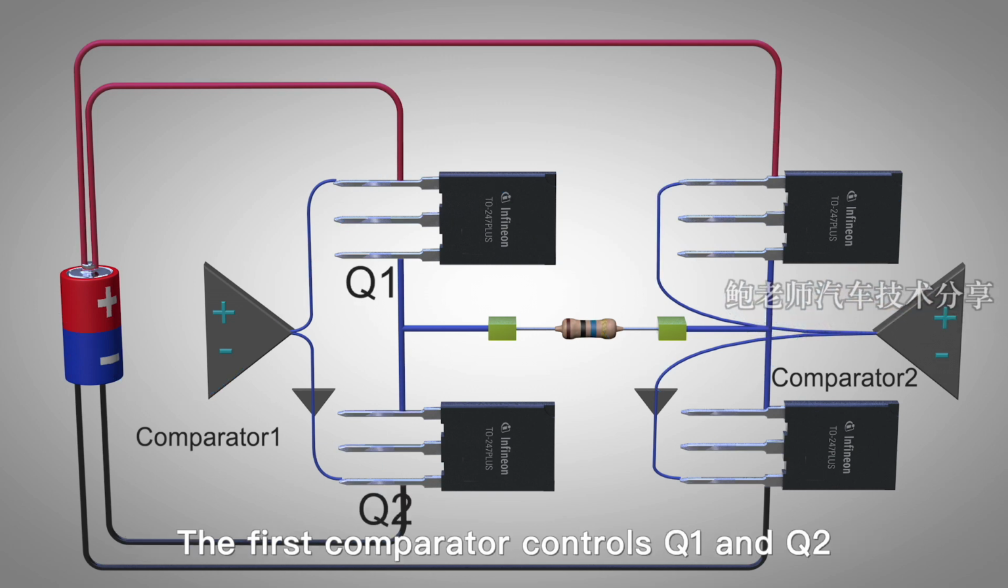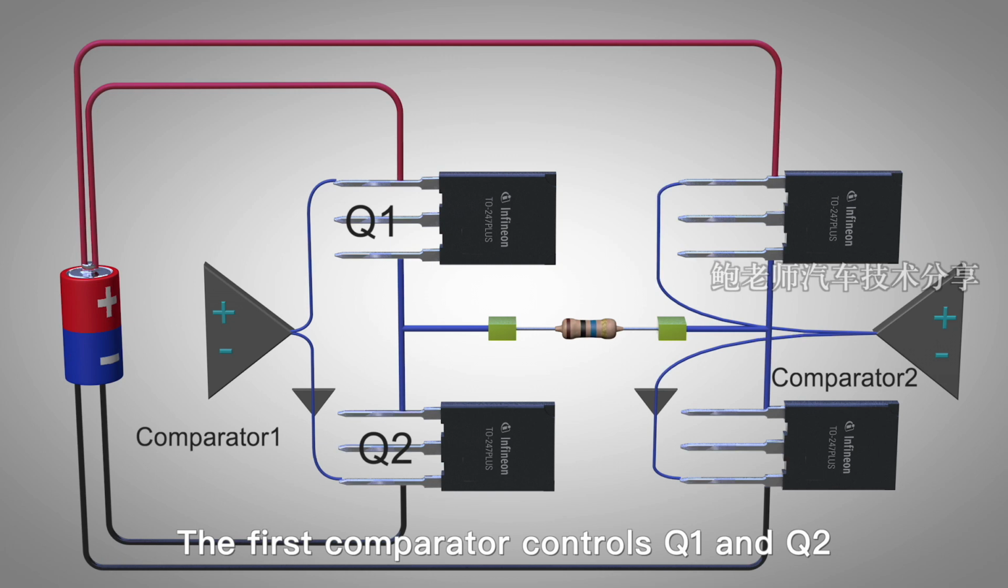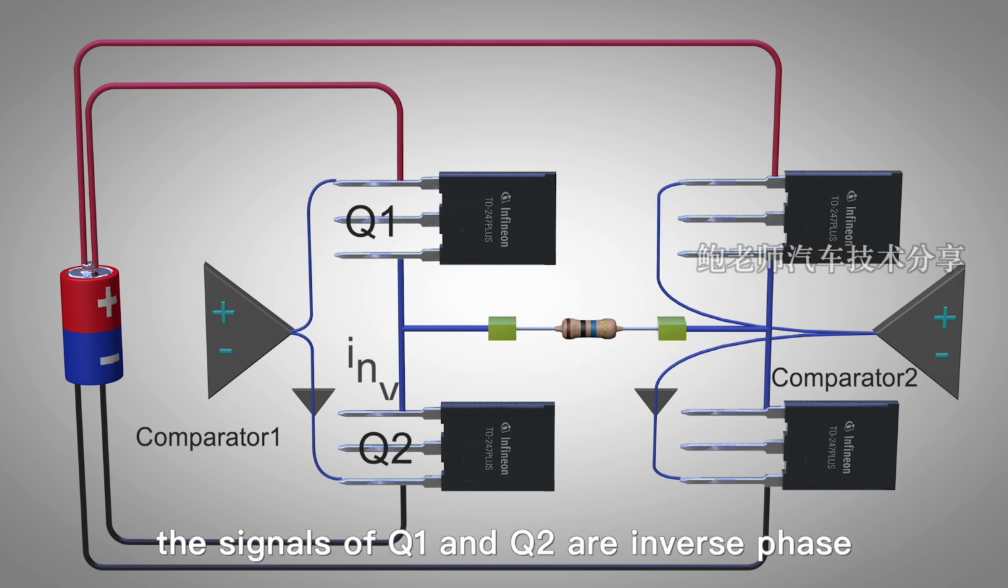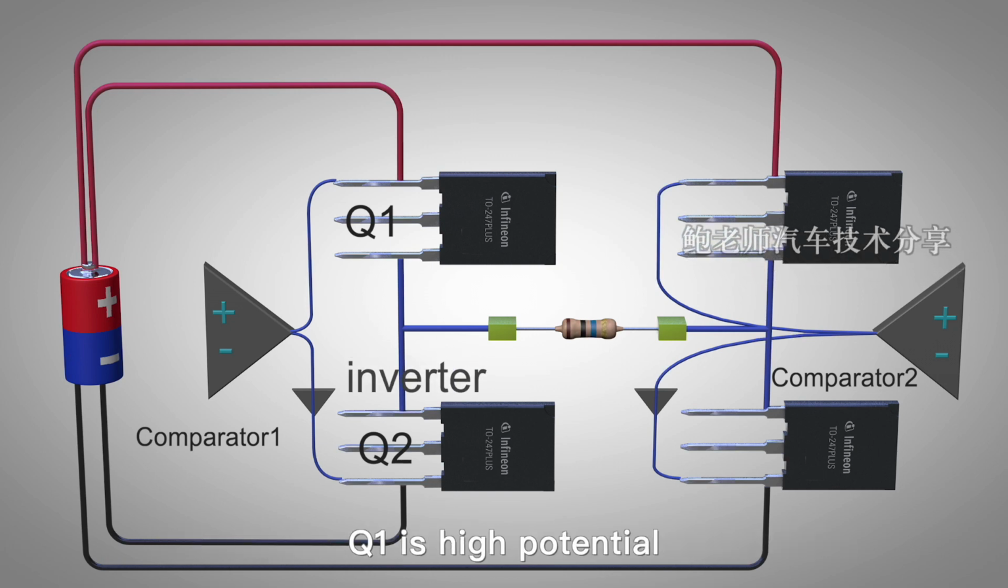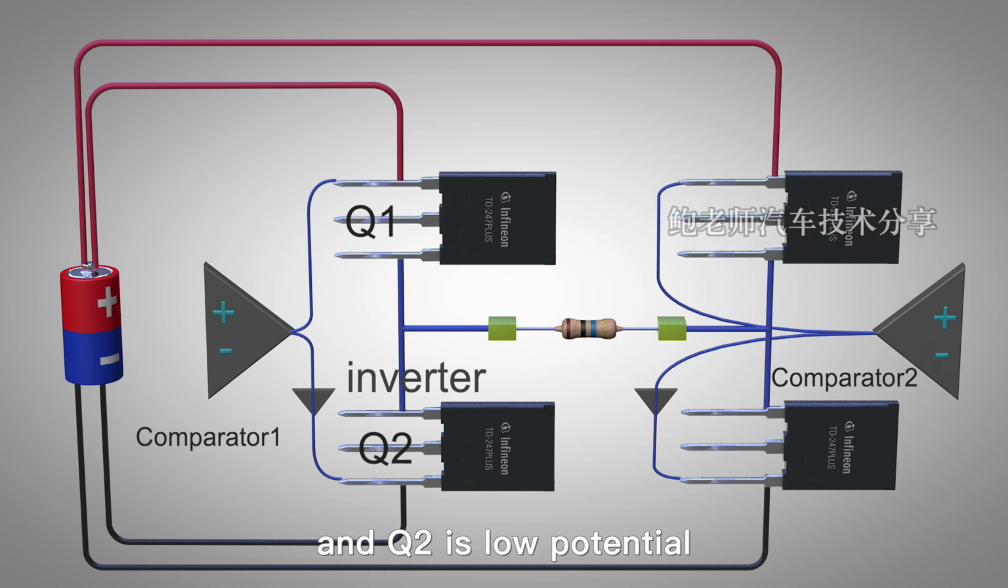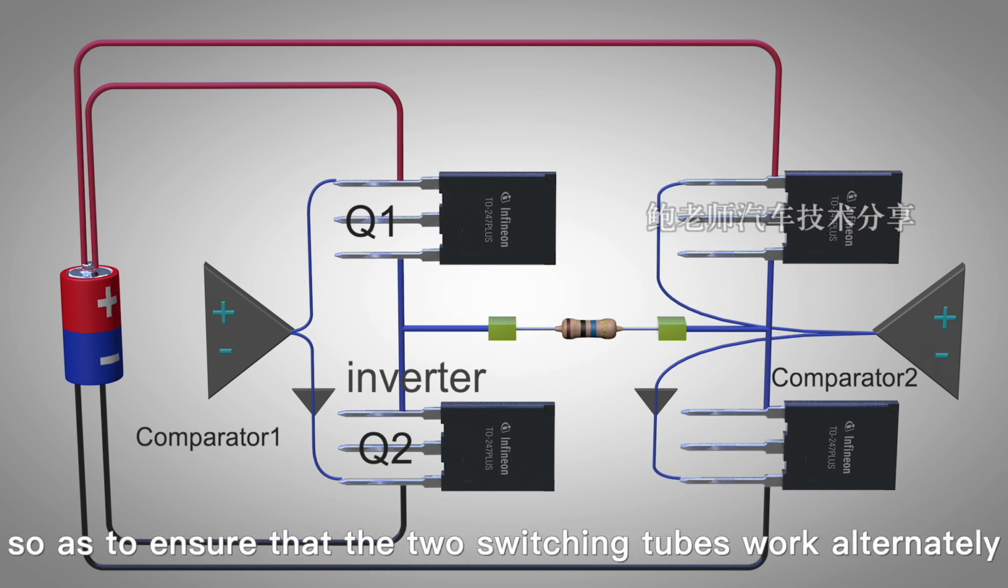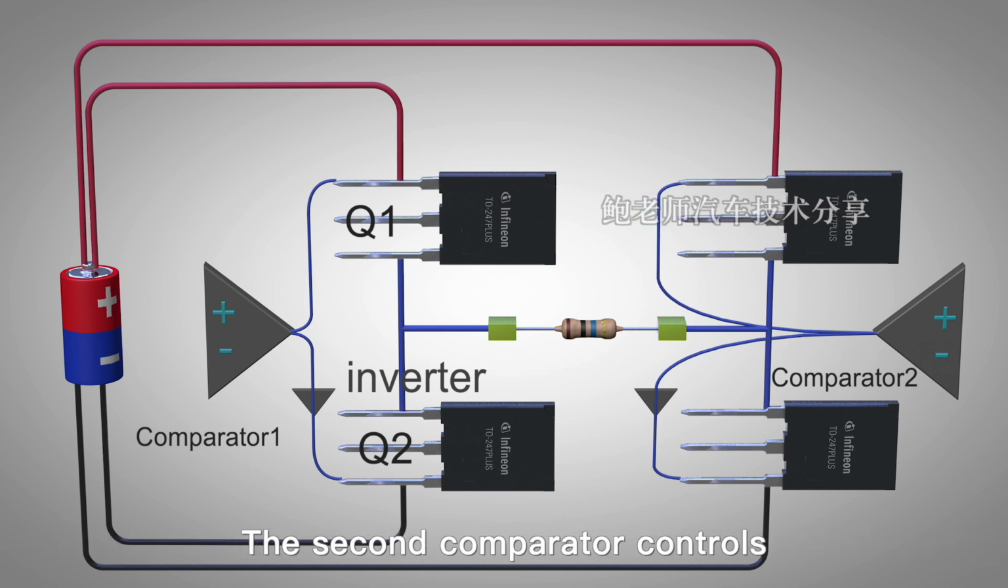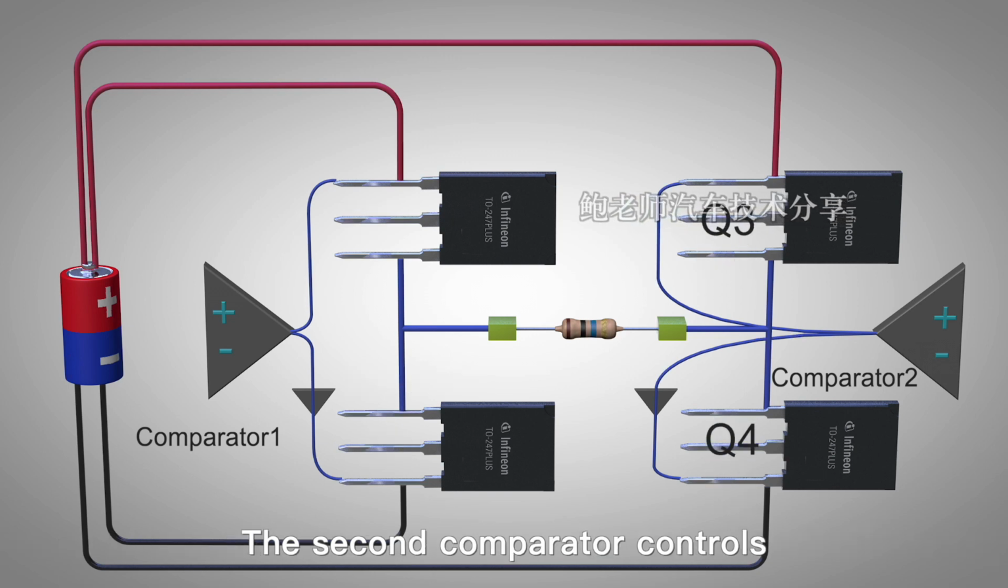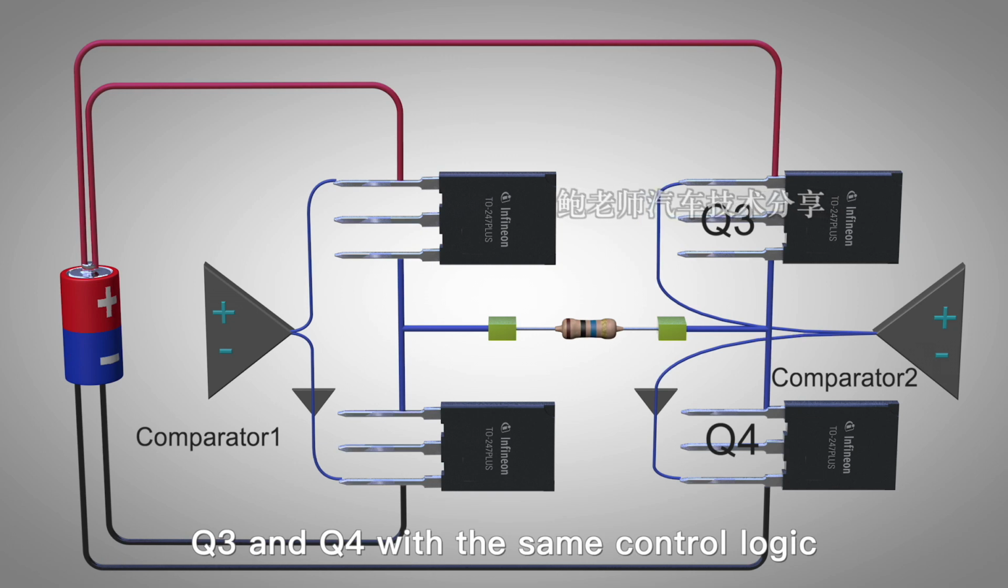The first comparator controls Q1 and Q2. The signals of Q1 and Q2 are inverse phase. Q1 is high potential, and Q2 is low potential, so as to ensure that the 2 switching tubes work alternately. The second comparator controls Q3 and Q4 with the same control logic.